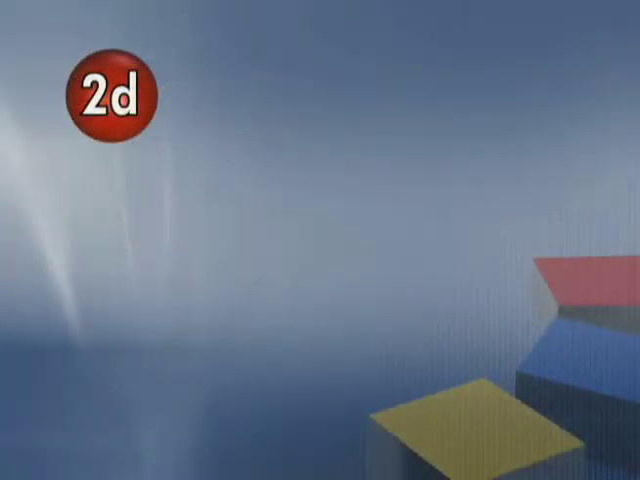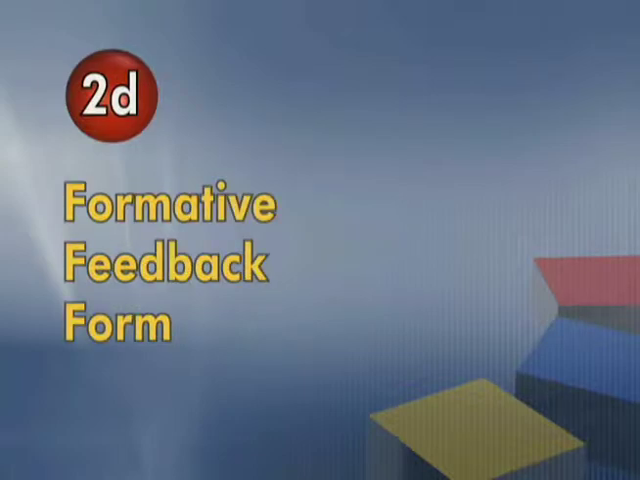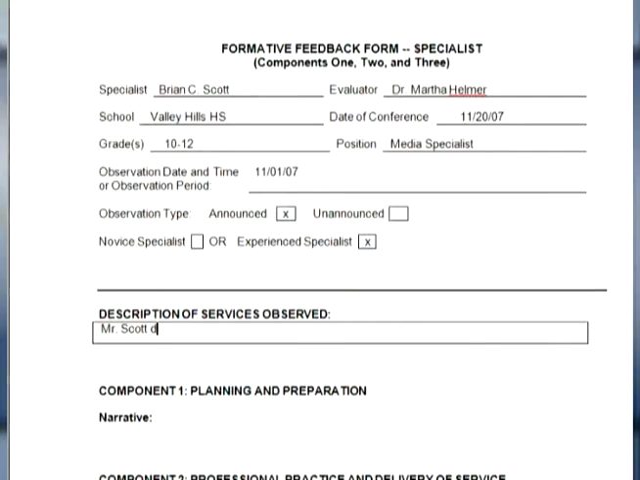The final step in the observation area is completing the formative feedback form. After the conference, the evaluator writes a narrative on the formative feedback form that describes the specialist's performance based on the observation, discussion, and any additional material. The narrative should simply verify what was discussed at the conference, with the aim of helping to plan future goals and professional growth options, and reflect on present practice.